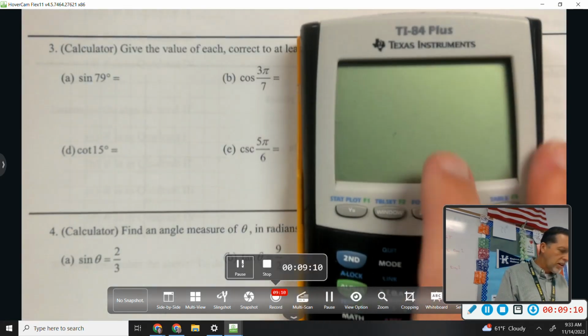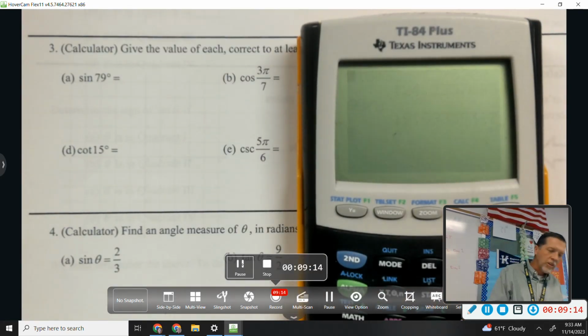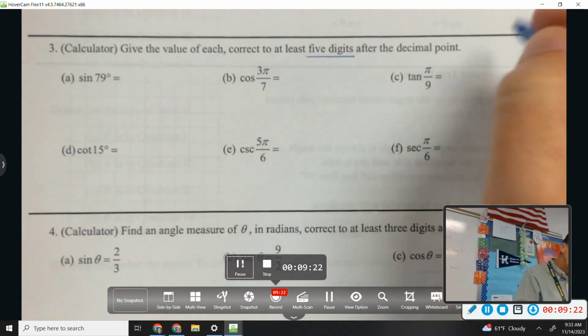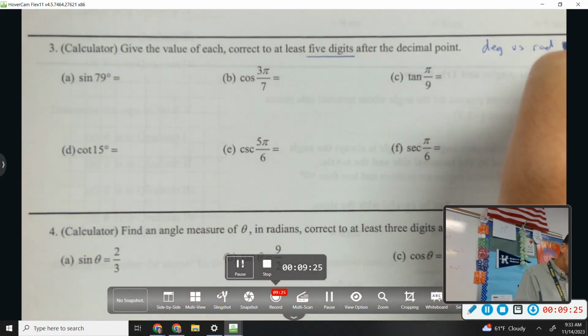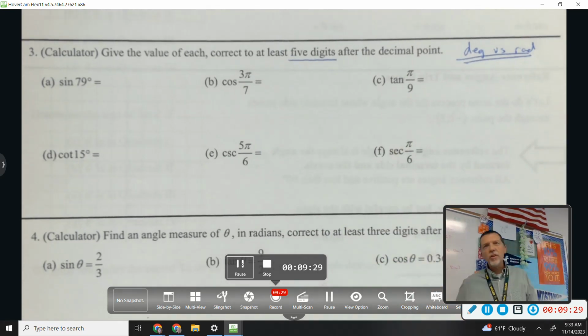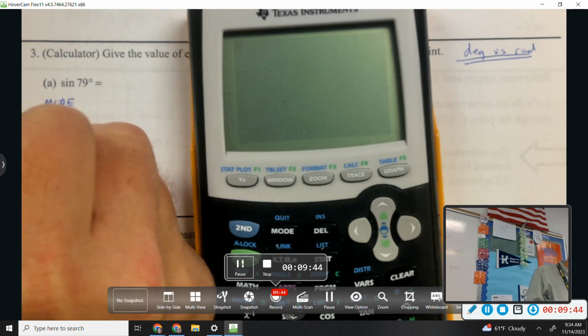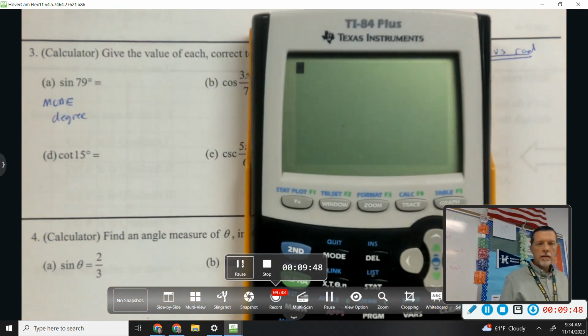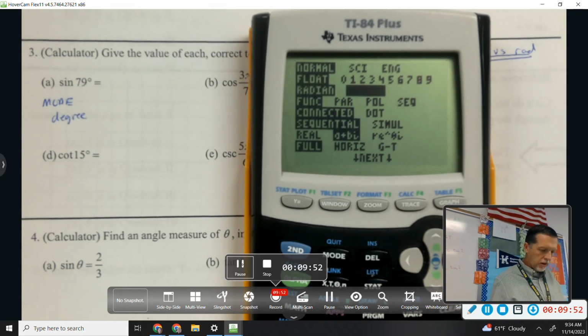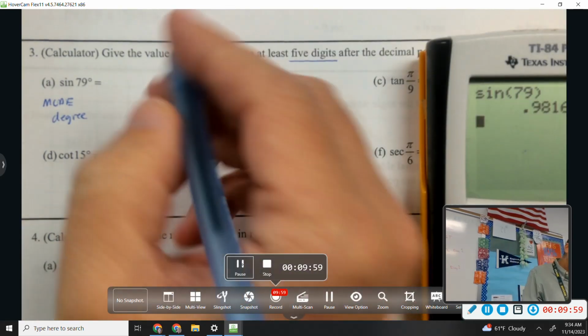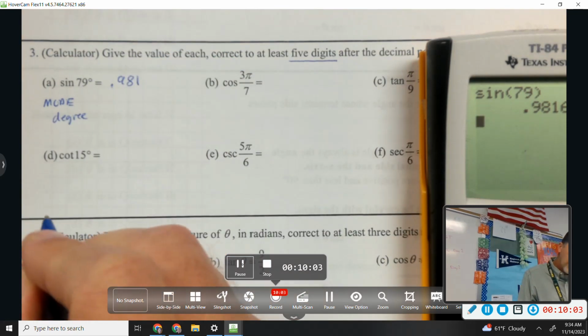Mine or yours, whatever. Some of these you may not have done in a while, so let's be careful here, for a couple of reasons. We definitely need to think about degrees versus radians. It's not hard to know which one you're in, but you've got to remember to think about it. Sine of 79 degrees. Well, that's obviously degrees, so I need to make sure my calculator is in degree mode. So mode, degree, and then I can do sine of 79. Five digits seems a little excessive, but 0.98163.